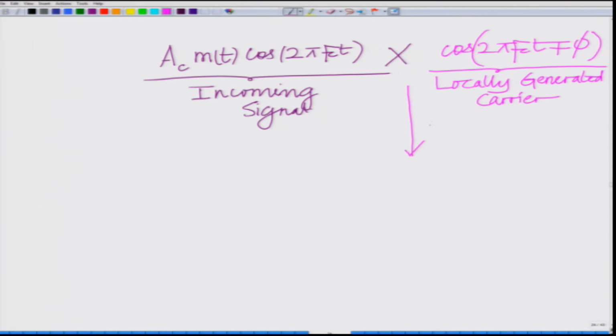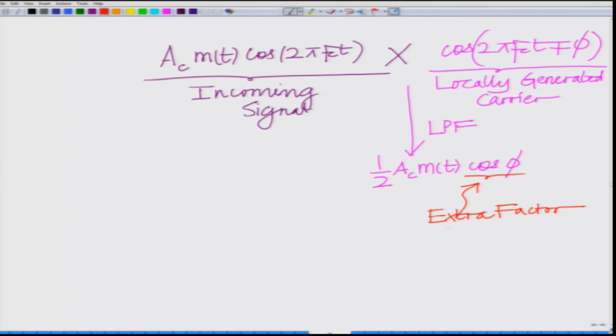And when this is passed through a low pass filter, our output signal is half A_C m(t) cosine phi. So, this is an extra factor which is arising in comparison to coherent demodulation, correct. Coherent demodulation means when phi is equal to 0, that is there is phase synchronism between the locally generated carrier and the carrier wave in the incoming signal.